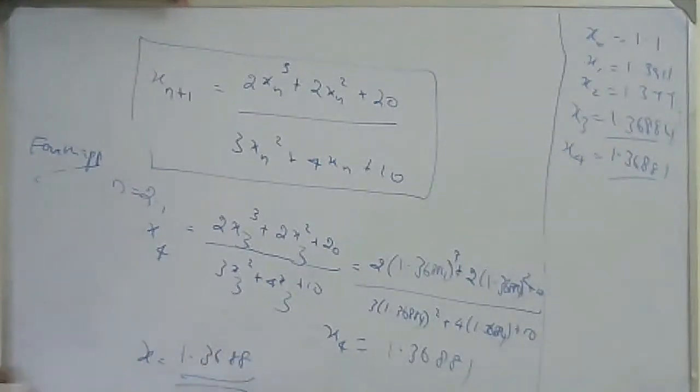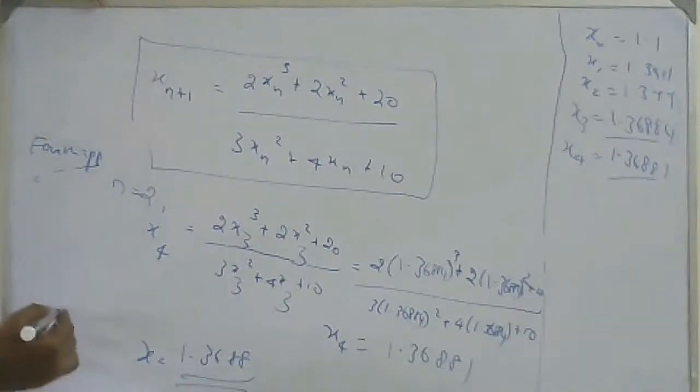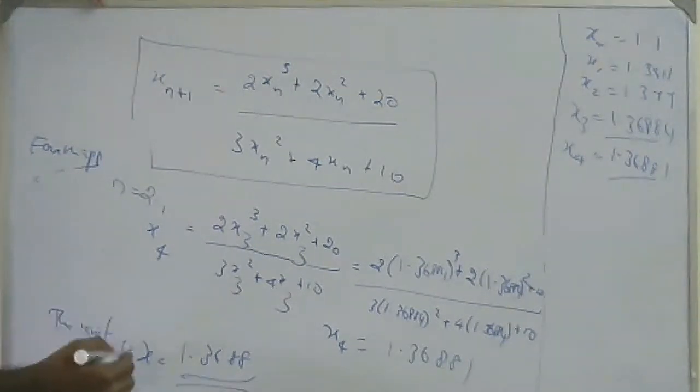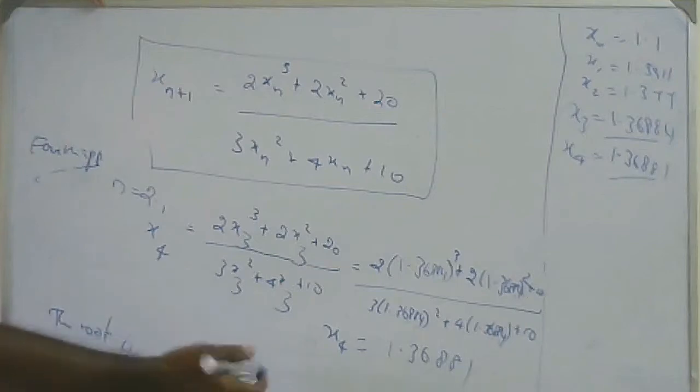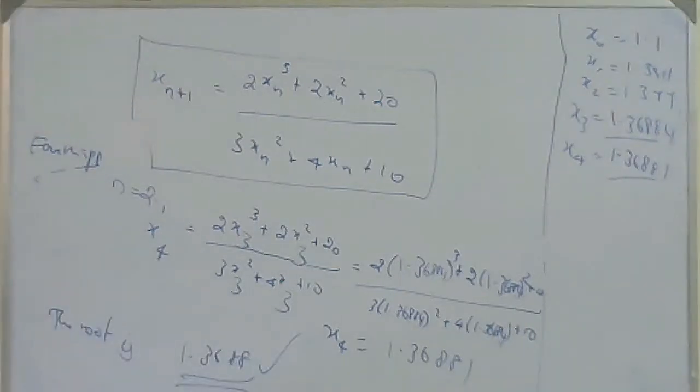Therefore, the root is 1.3688. That's the answer, up to 4 decimal places, so you can find it. We have finished the Newton-Raphson method. This is what the Newton-Raphson method is.